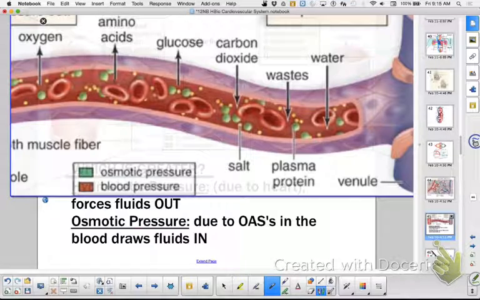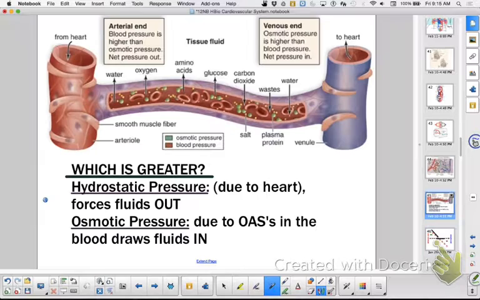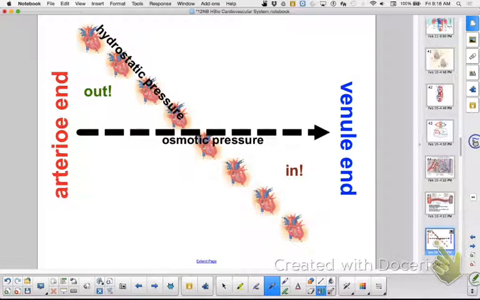Now take a look at this picture and see if you can use this to explain what we just talked about. Go ahead, use this picture. Can you follow it? Okay, so look at your notes and see if we've taken care of this.